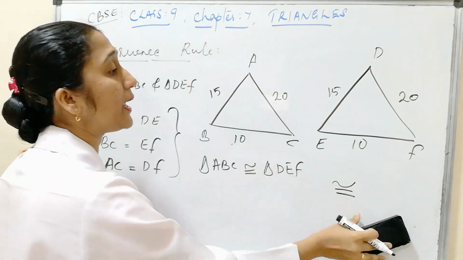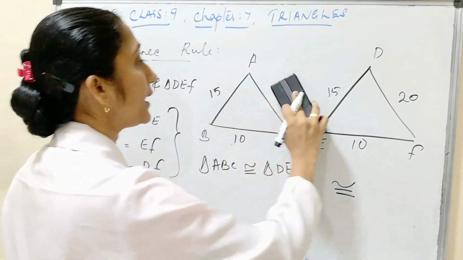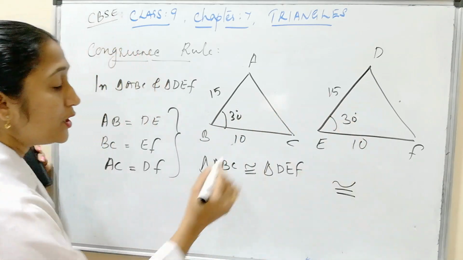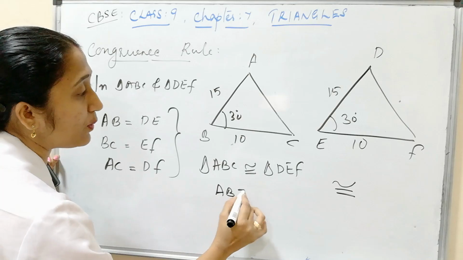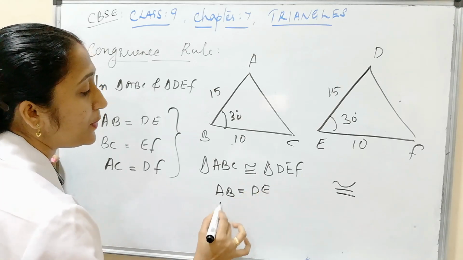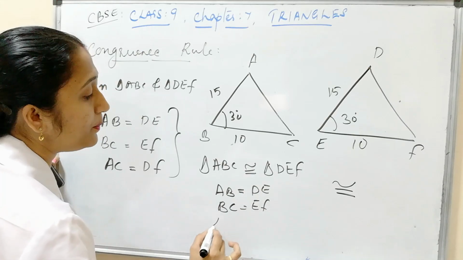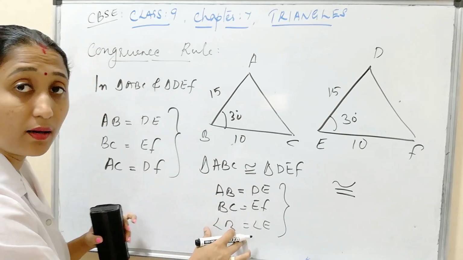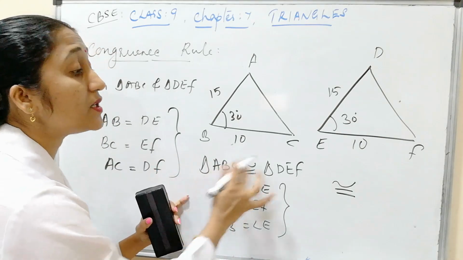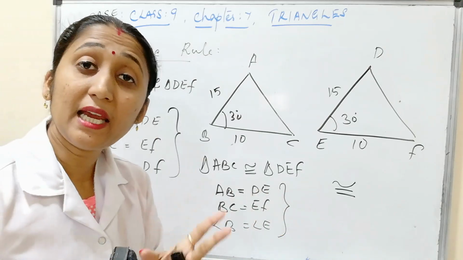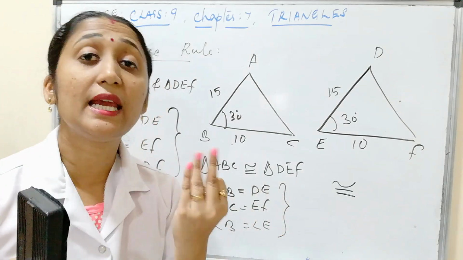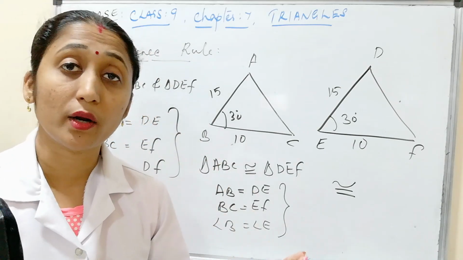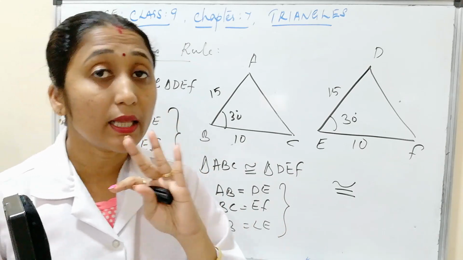Maybe in the two triangles, one angle is 30 degrees and the other is also 30 degrees. So in these two triangles, AB equal to DE, BC equal to EF, and angle B equal to angle E. Here also there are two sides and one angle. This is also congruent: triangle ABC is congruent to triangle DEF. In any two triangles, if three sides are equal, they will be congruent. If any two sides and one angle are equal, they are congruent. If any three angles are equal, the two triangles are congruent.